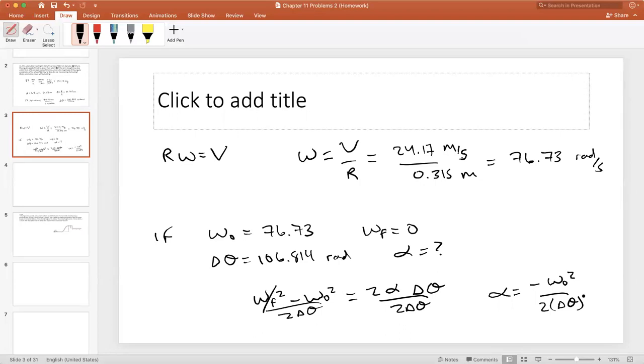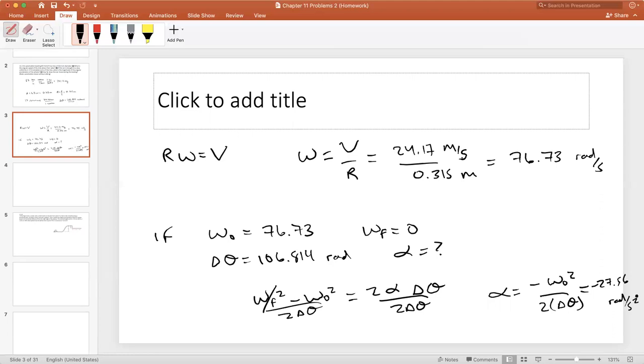We can always apply these constant angular acceleration equations to our problems, assuming that the angular acceleration is constant, which fortunately it is in this case. Actually, let me solve that for a number for myself really fast. I get 76.73 times 76.73 divided by 2 times 106.814. I get 27.56 with a negative, rad per second squared. I'm going to need that in a minute.